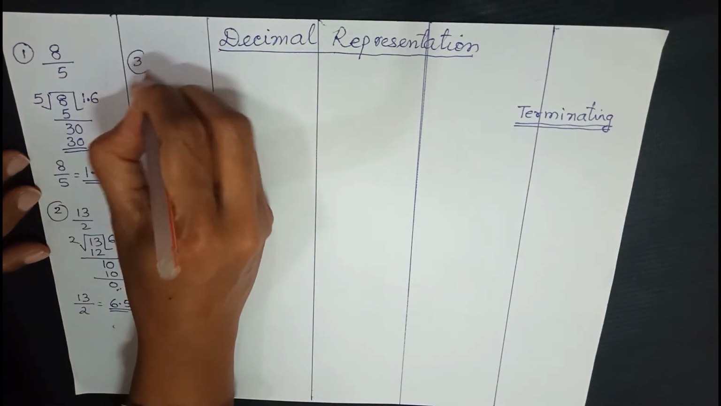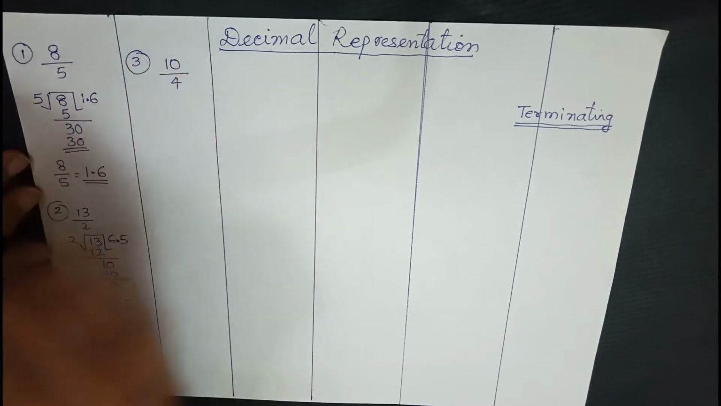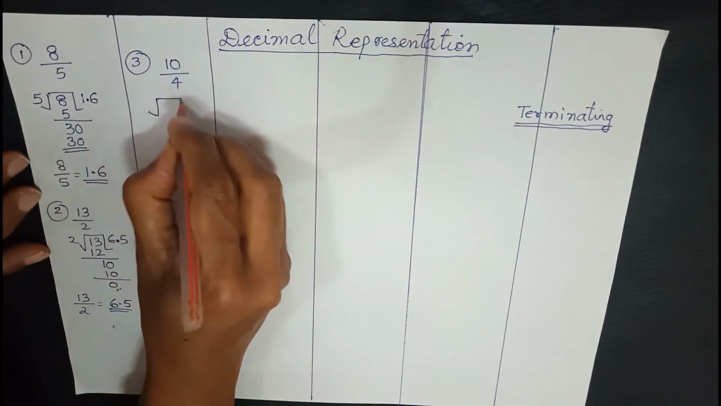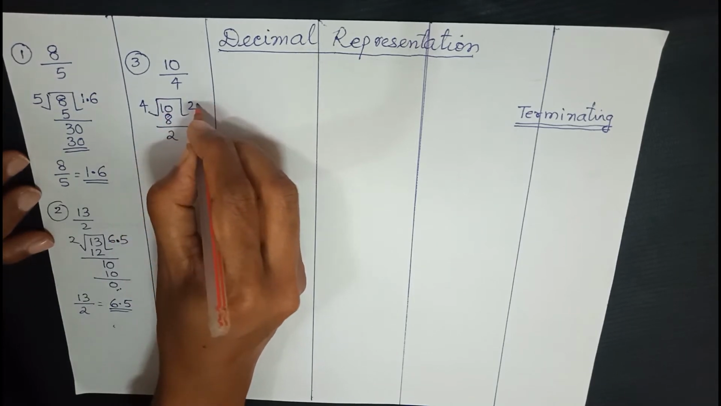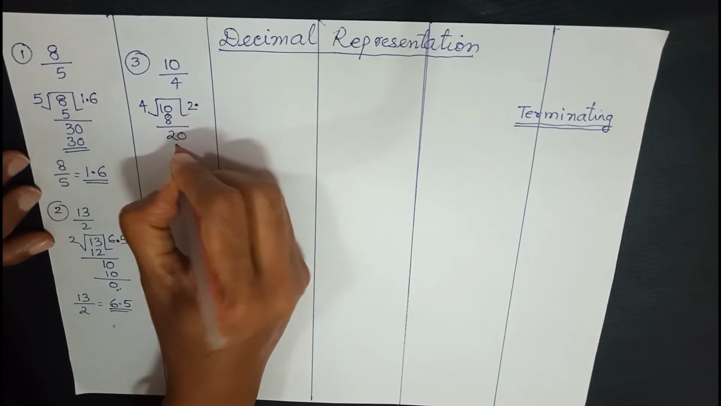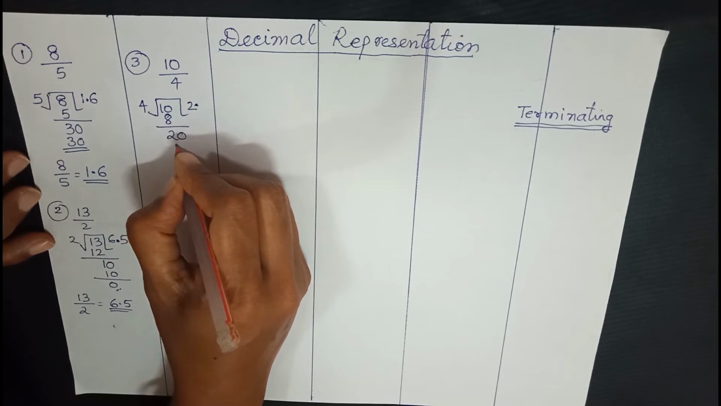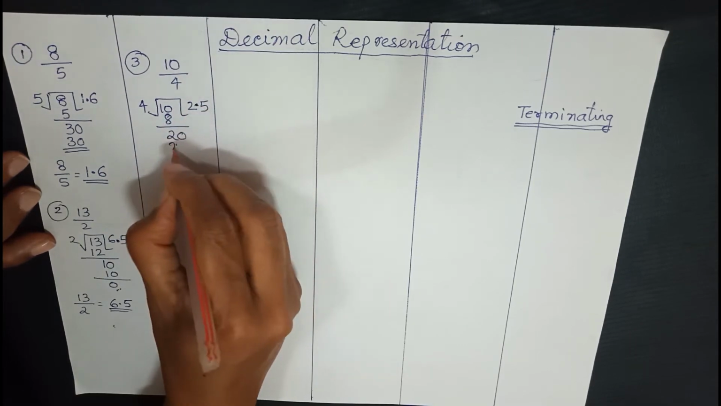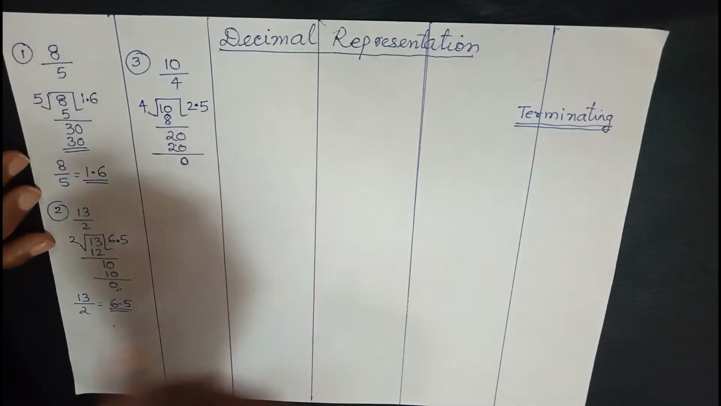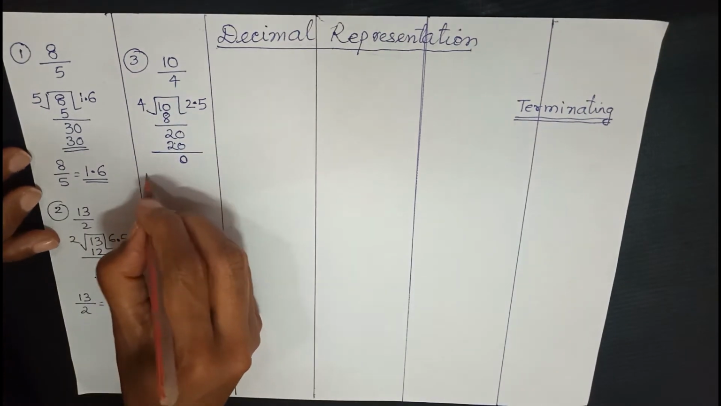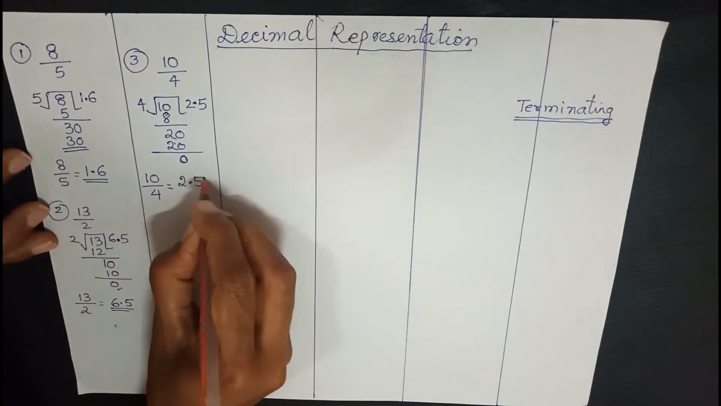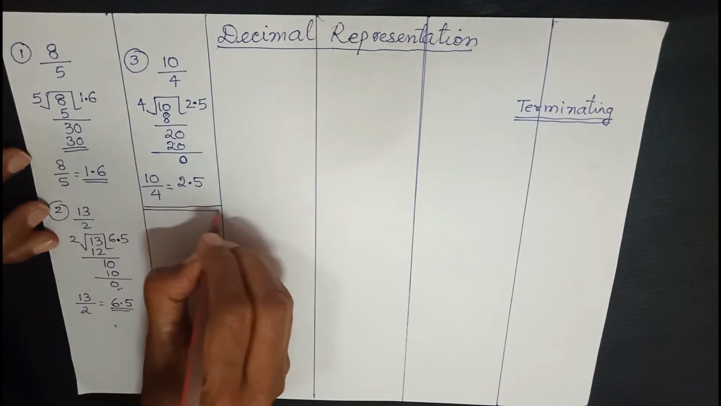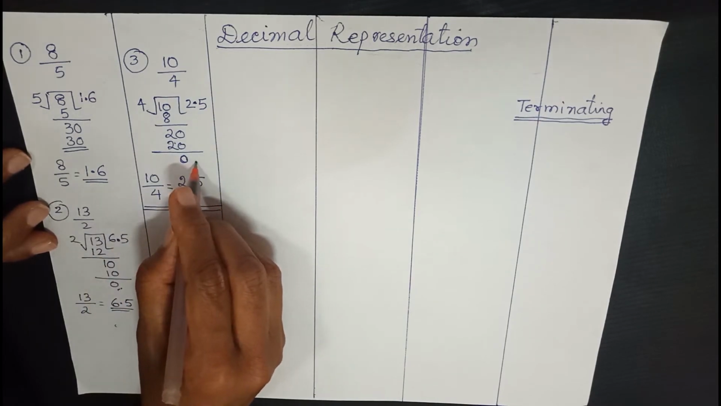Let's take another example and see. Let us say 10 upon 4. So again we divide 10 by 4. We put a decimal point and take a 0 so that we can continue the division. And 4 5s are 20. So again you can see we got 0 as a remainder. That means my decimal representation of 10 upon 4 is 2.5. And my division has ended. There is no further division possible.